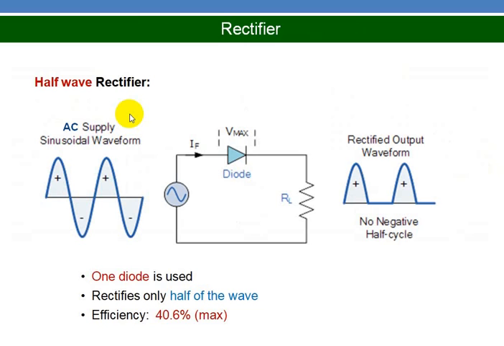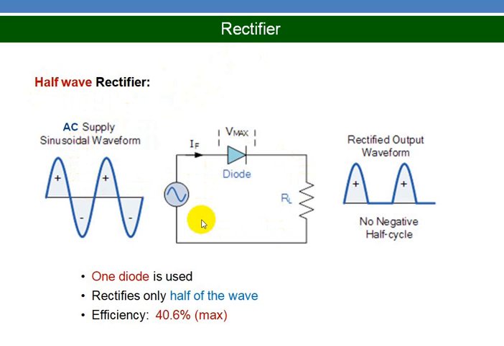The purpose of regulators is to maintain a constant voltage irrespective of the change in the load current and load resistance, and also due to change in input voltage. So coming to the rectifier, we have three types of rectifiers.